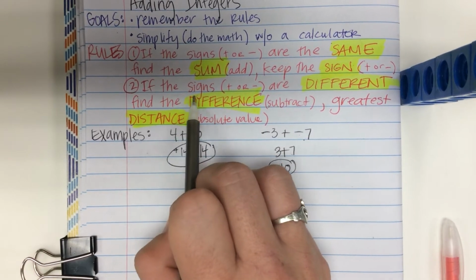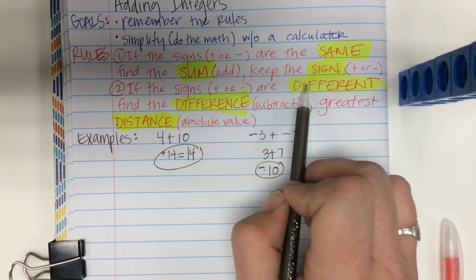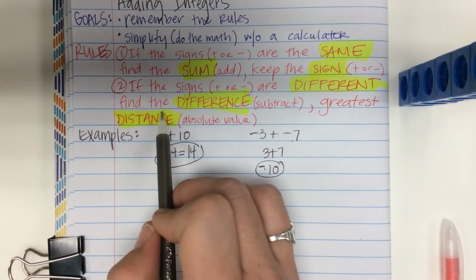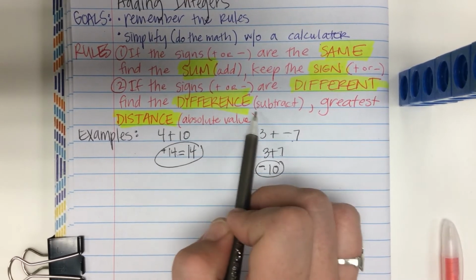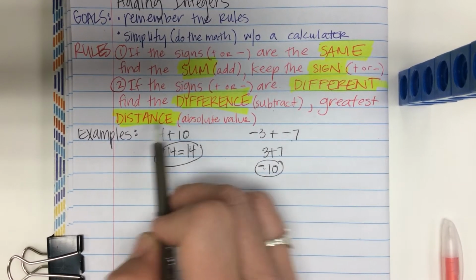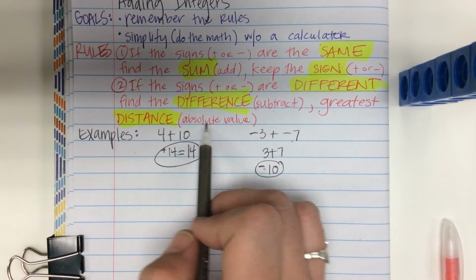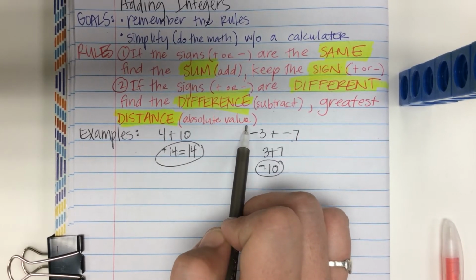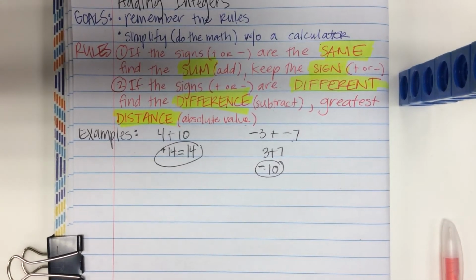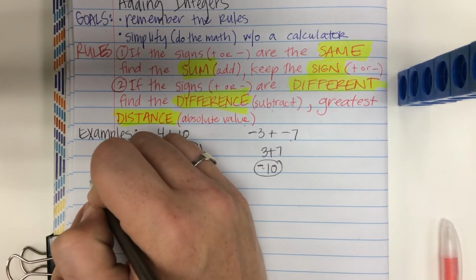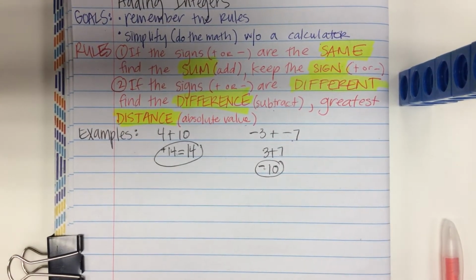Rule number 2, if the signs, positive or negative, are different, find the difference, subtract, greatest distance, the absolute value. Here's our examples for those. I'll switch colors so it's easier to see.